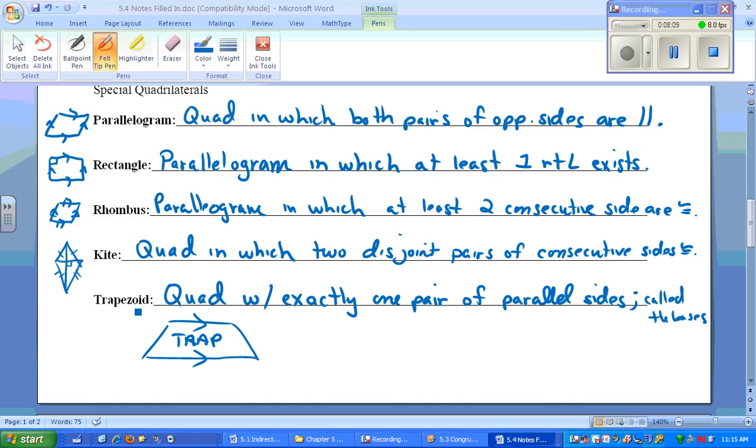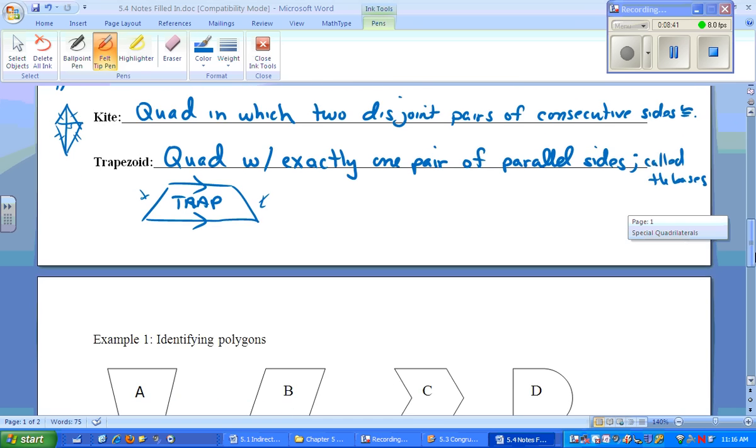Trapezoid. A trapezoid now is a quadrilateral with exactly one pair of parallel sides. And those are going to be called the bases. So these two are parallel. These two sides are not. That's a trapezoid. So it's different than a parallelogram. In a parallelogram, both pairs are parallel. If only one set is, then it's called a trapezoid. And we'll get into the isosceles trapezoid too, and the difference with it. In the isosceles trapezoid, the two sides that reach between the bases are going to be congruent.